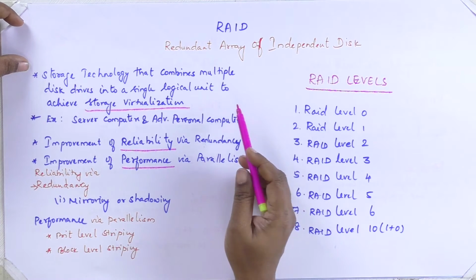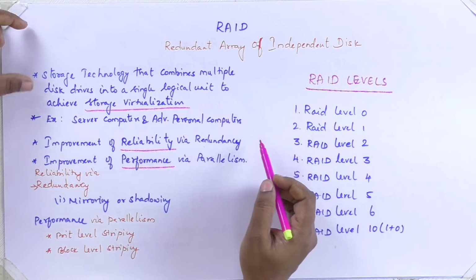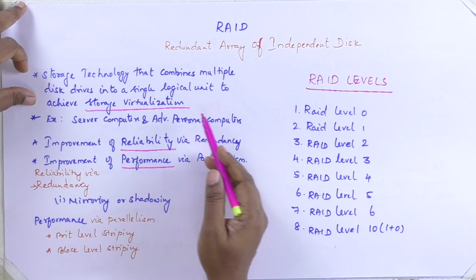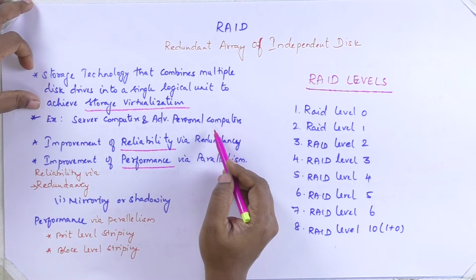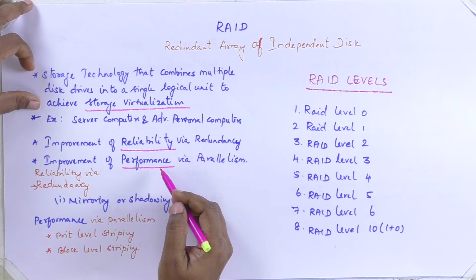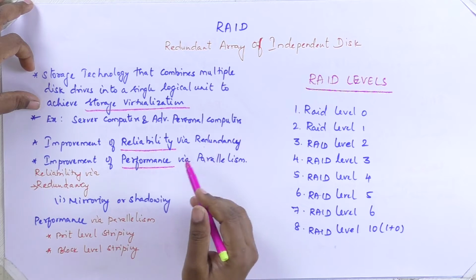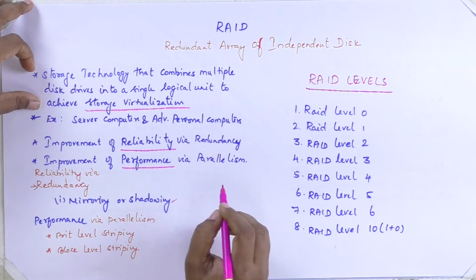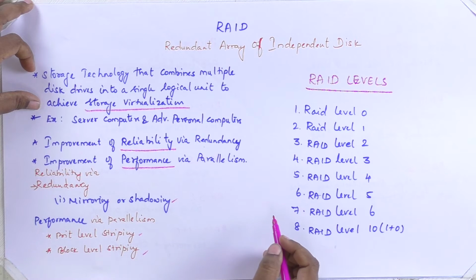RAID is a redundant array of independent disks. The name itself specifies that it has a redundant array, and it is a storage technology that combines multiple disk drives into a single logical unit to achieve storage virtualization. Examples are server computers and advanced personal computers. Reliability and performance are the main things that need to be improved. Reliability is improved with the help of redundancy, and performance is improved via parallelism. So to improve reliability, we go for mirroring and shadowing, and to improve performance, we go for bit level striping or block level striping.